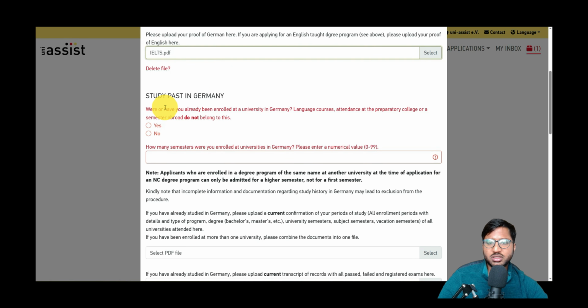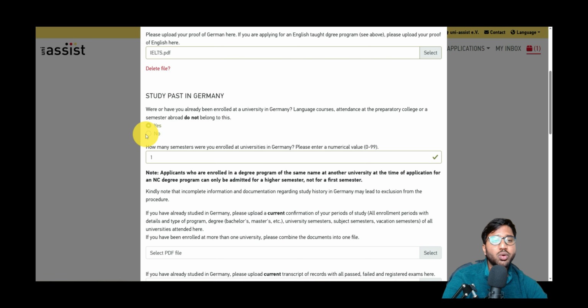Then studies in Germany: have you been enrolled at a university in Germany? No. How many semesters have you enrolled in Germany? Please select 0. This is what I wanted to mention. If you had given yes, then you would have to mention 1 semester done, and here I am coming for a higher semester.